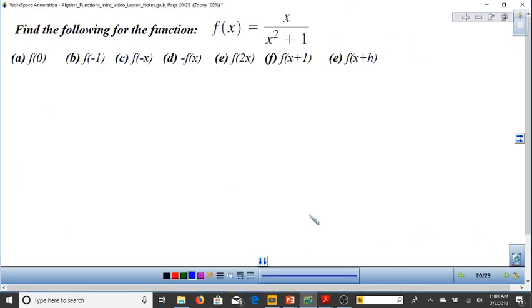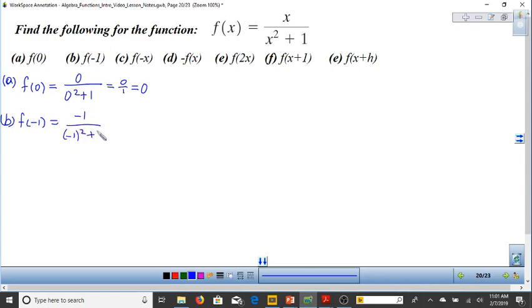Now let's go on to the next example here. F of x now is equal to x over x squared plus 1. So let's go and continue. Part A, f of 0 is equal to 0 over 0 squared plus 1. Well, that's just 0 over 1, which is 0. So f of 0 is 0. Then part B was f of negative 1. F of negative 1 means negative 1 over square of negative 1 plus 1. That's just negative 1 over 2, or just negative half.